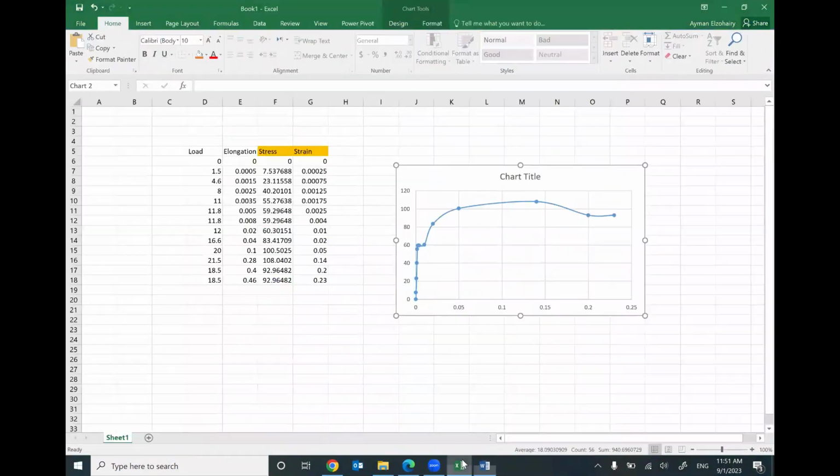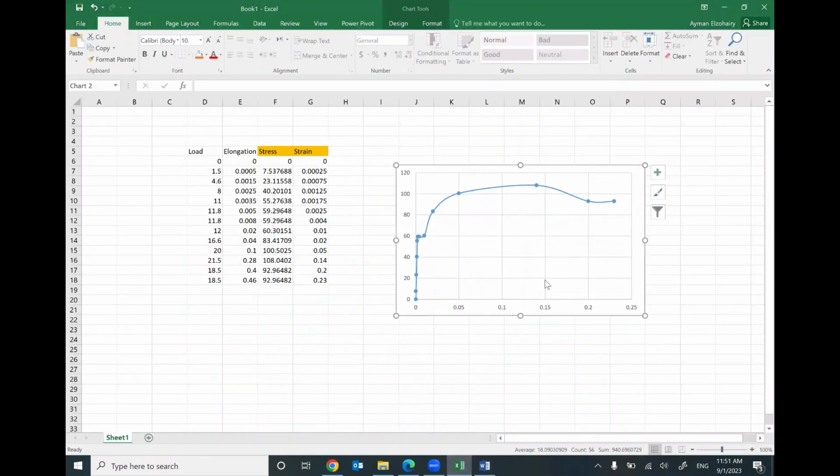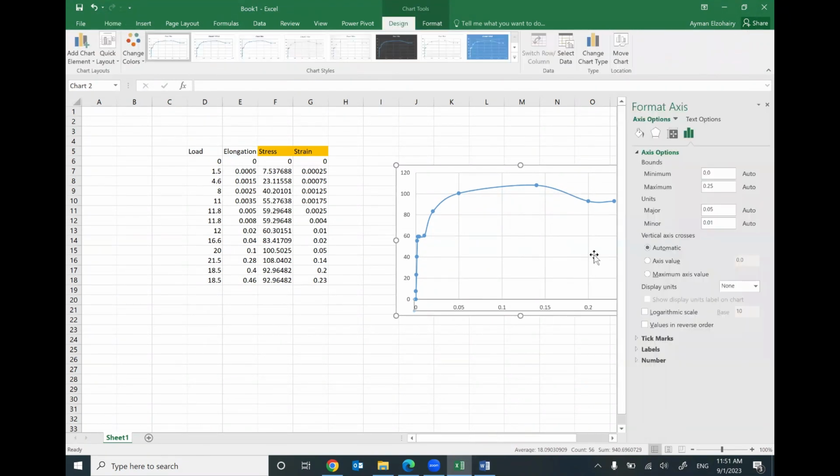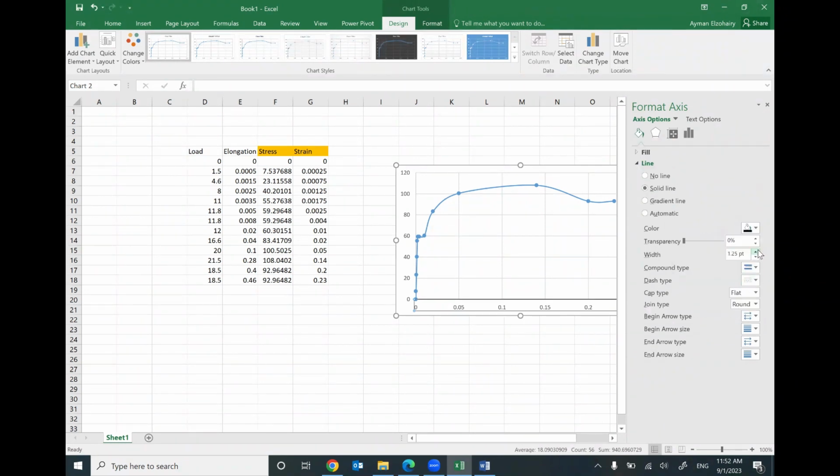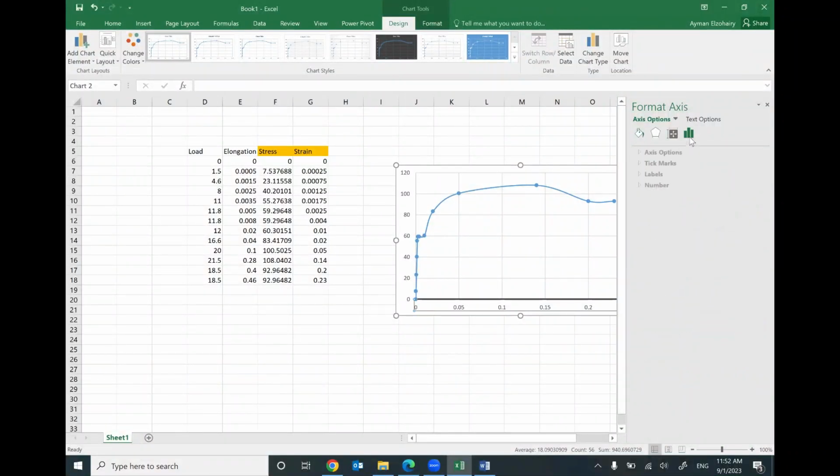If you are familiar with Excel, you can adjust this X axis. Double click on this X axis. You can make the line solid with a color, and make it thicker like this. And from this one, tick marks, labels not. I think this one, yes.